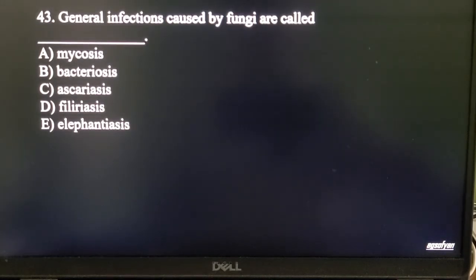43. General infections caused by fungi are called: mycosis, bacteriosis, ascariasis, filariasis, or elephantiasis. Choose your answer.